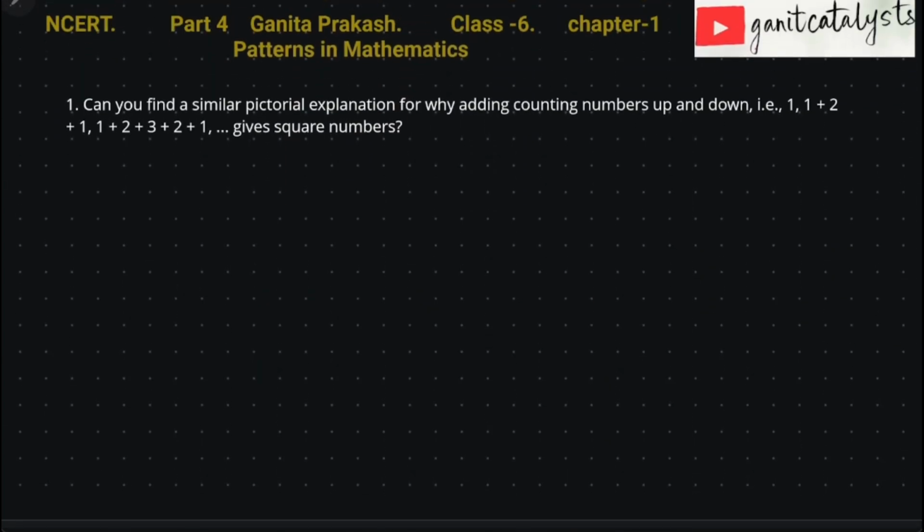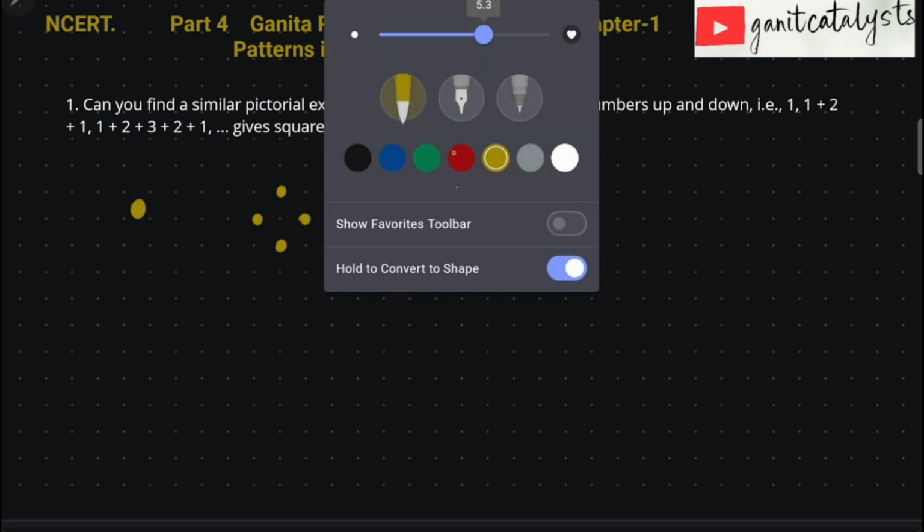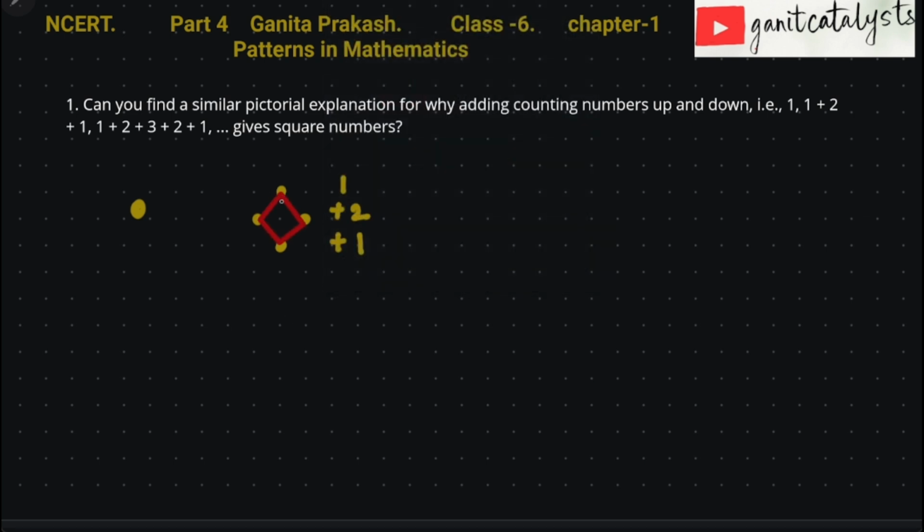Next question, next Figure It Out. Question number 1: Can you find a similar pictorial representation for why adding counting numbers up and down, 1, 1 plus 2 plus 1, 1 plus 2 plus 3 plus 2 plus 1, gives square numbers? So let us draw pictorially. One is a single dot. Next we have 1 plus 2 plus 1, and this forms a square-like structure.